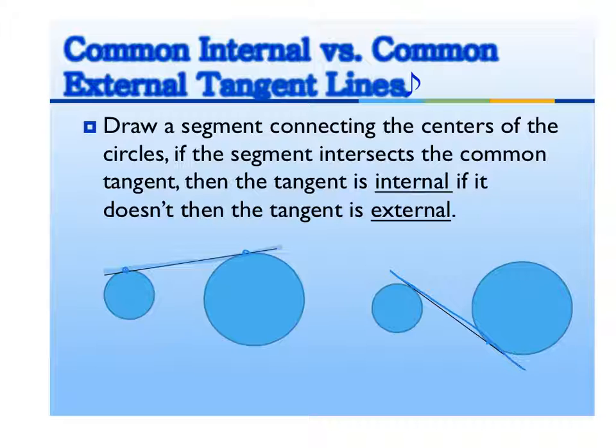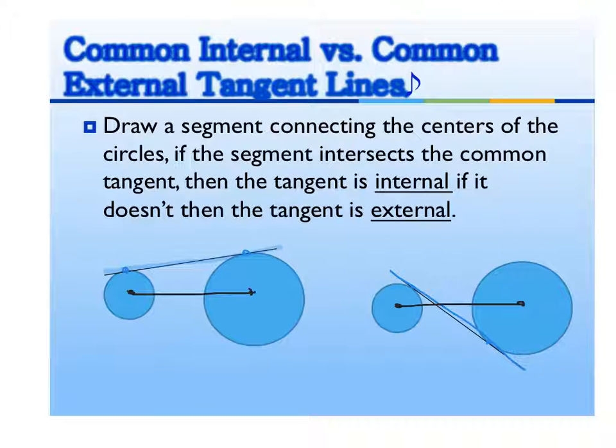So now what they're telling you to do to determine which one is an internal common tangent and which one's external, I'm going to draw in my centers, and I'm going to connect them. So I'm going to make a segment that will connect the centers. And this is off. Let me fix this up a little bit better. So I'm going to put a point. I'm going to connect my centers with a segment.